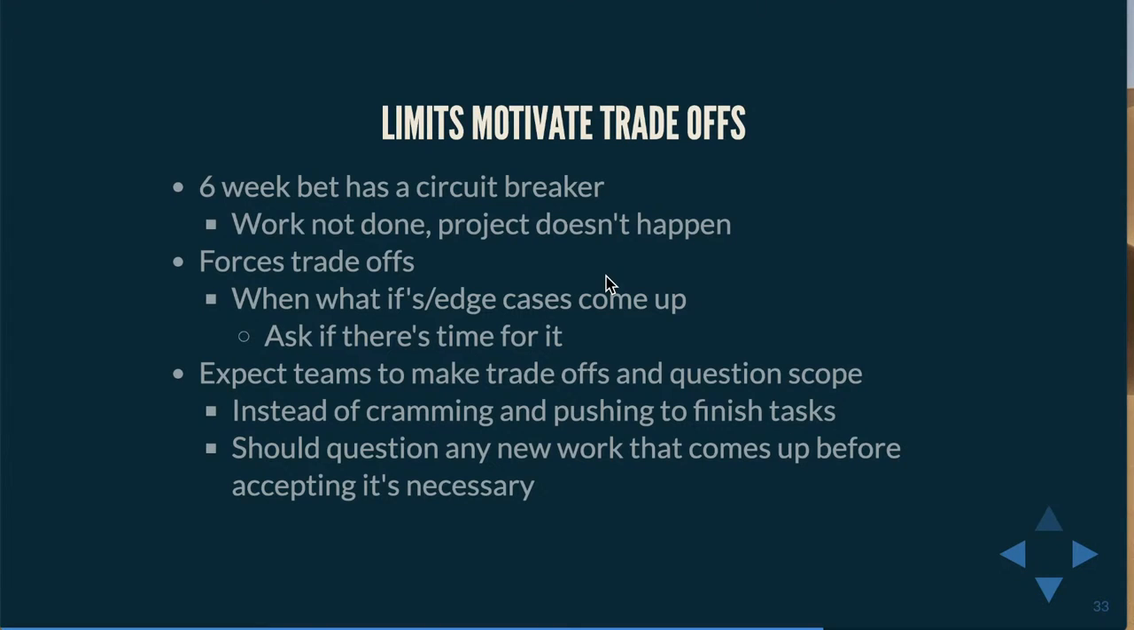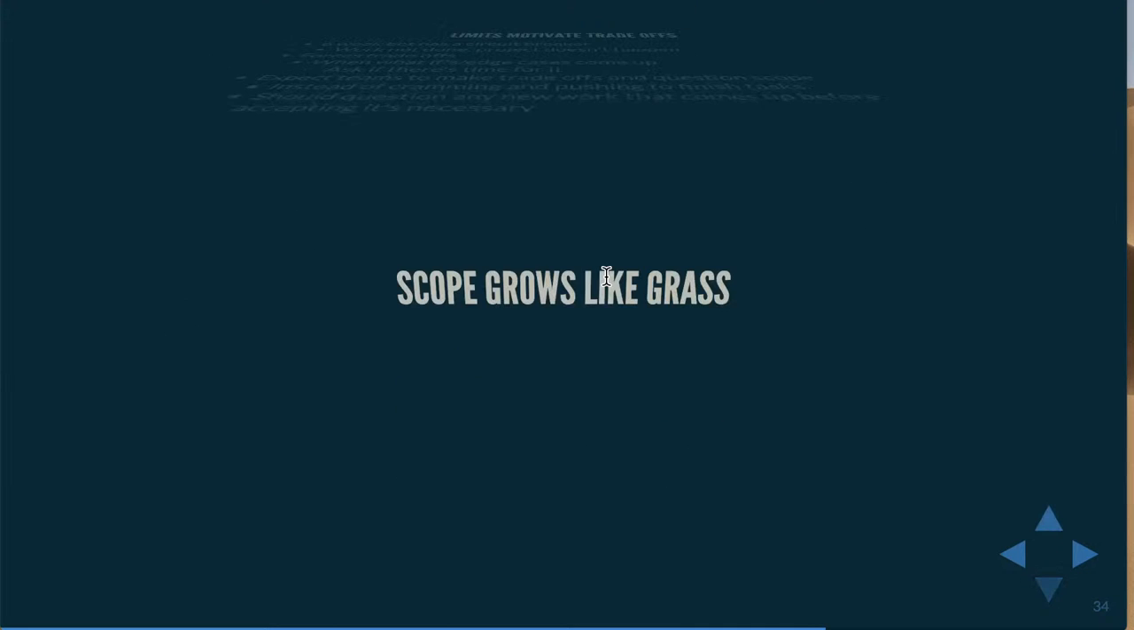And you should expect teams to make trade-offs and question scope. You don't want them to cram and push to finish those tasks in the 6 weeks. You should question any new work that comes up before accepting those as necessary.